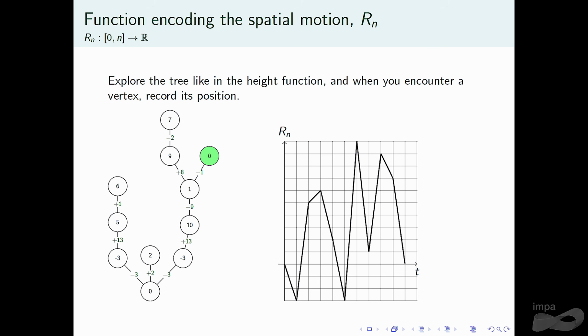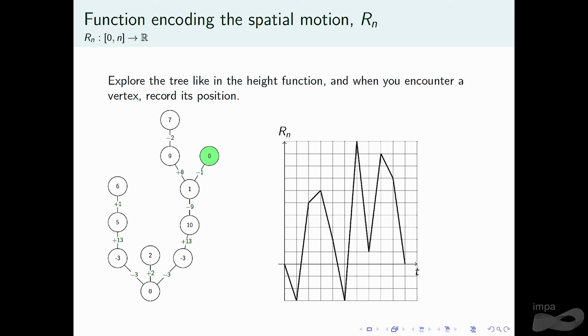Just to see if I'm understanding, so that plus 13 on the edge on the right-hand side should be, I guess, a plus 8, right? Yes, I'm sorry, that's a typo. My apologies. So Roberto's saying that this plus 13 should be plus 8. Yeah, sorry.